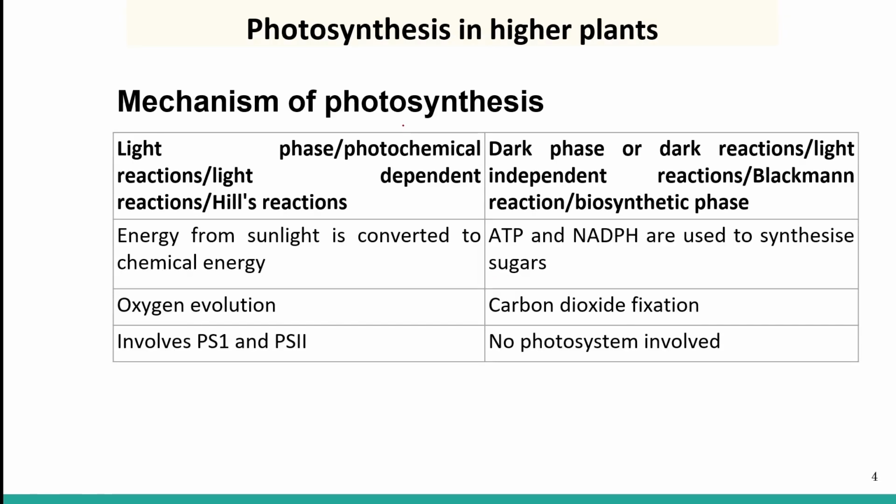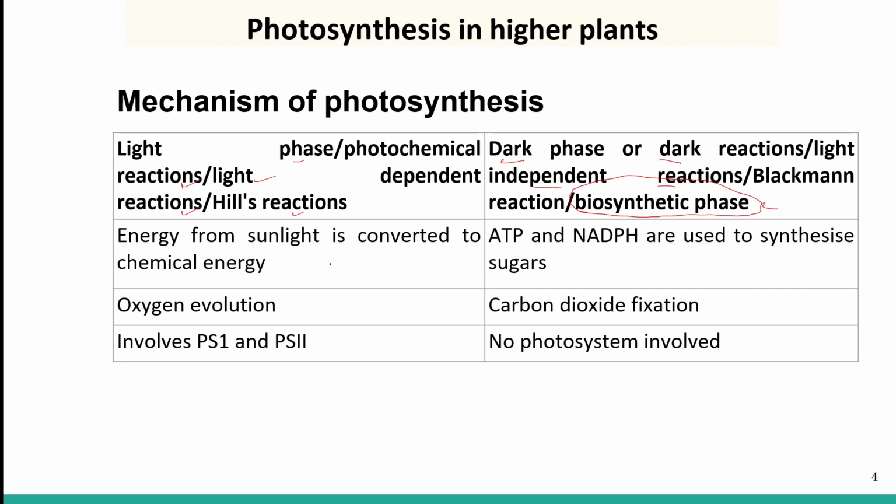Now let us discuss about the mechanism of photosynthesis. Again, let's discuss about the light phase and the dark phase. Light phase is also known as the photochemical reactions. It is known as the light dependent phase or reaction. It is also known as Hill's reaction. Whereas the dark phase comprises the dark reaction, we can also say light independent reactions, Blackman reaction, and it is also known as biosynthetic phase because there is synthesis of the carbohydrates here. That's why it is known as biosynthetic phase.